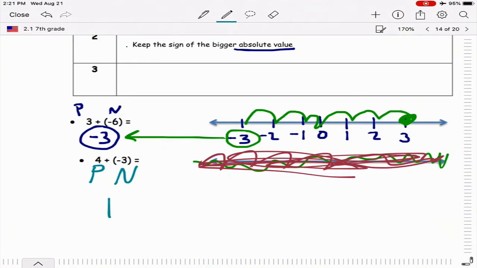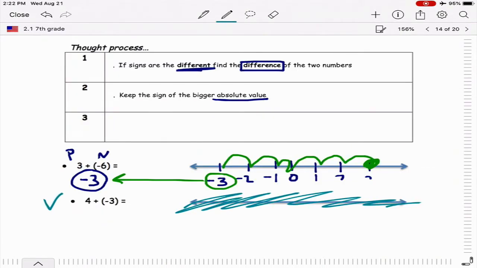The second question is, who has more players? The positive team or the negative team? In this problem, the positive team has more players, right? So my answer is going to be positive 1 and not negative 1. And I'm done. Try this one on your own and then call me over afterwards.